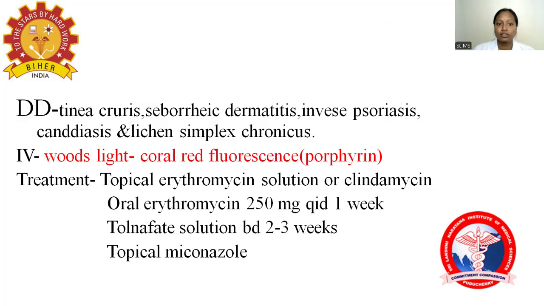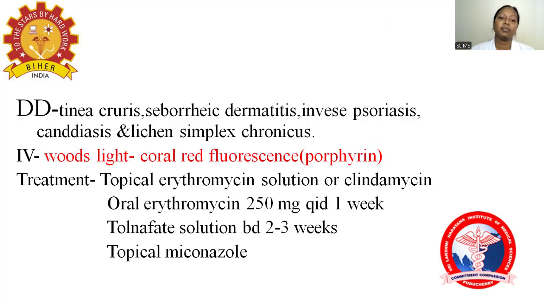And one more thing here, along with the gram stain and KOH, we can always do a Wood's lamp examination. Wood's lamp is nothing but an instrument which emits a light. If you keep it on that emission, you will always get a coral red fluorescence, because Corynebacterium minutissimum produces a porphyrin, which produces the fluorescence. So this is one of the important differentiating points for erythrasma.